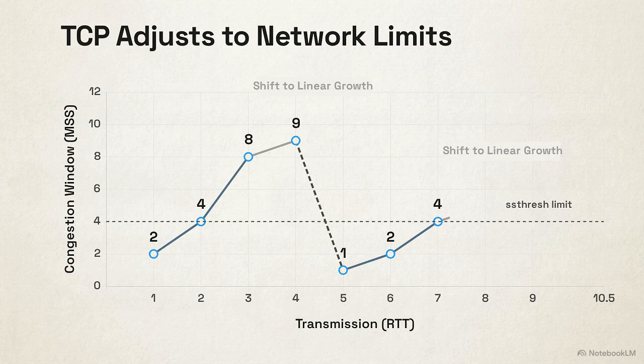Following the drop, the algorithm re-enters slow start for transmission 6, doubling the window to 2. By transmission 7, the window doubles again to 4, hitting the new lower threshold limit and shifting the phase back to congestion avoidance. From here, the algorithm returns to its linear climb. Through transmissions 8, 9, and 10, the window increases incrementally to 7.